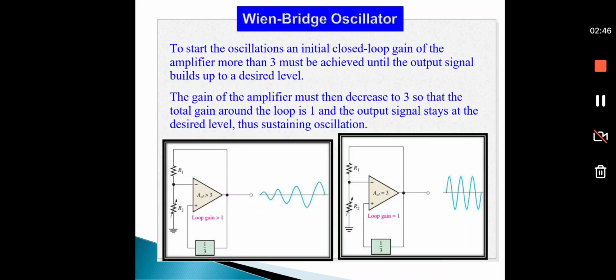To initiate oscillations, the initial closed loop gain must be slightly greater than 3. This allows the signal to build up from noise. After the required amplitude is reached, the amplifier gain decreases to exactly 3. As a result, the total loop gain becomes unity and sustained oscillations are maintained.